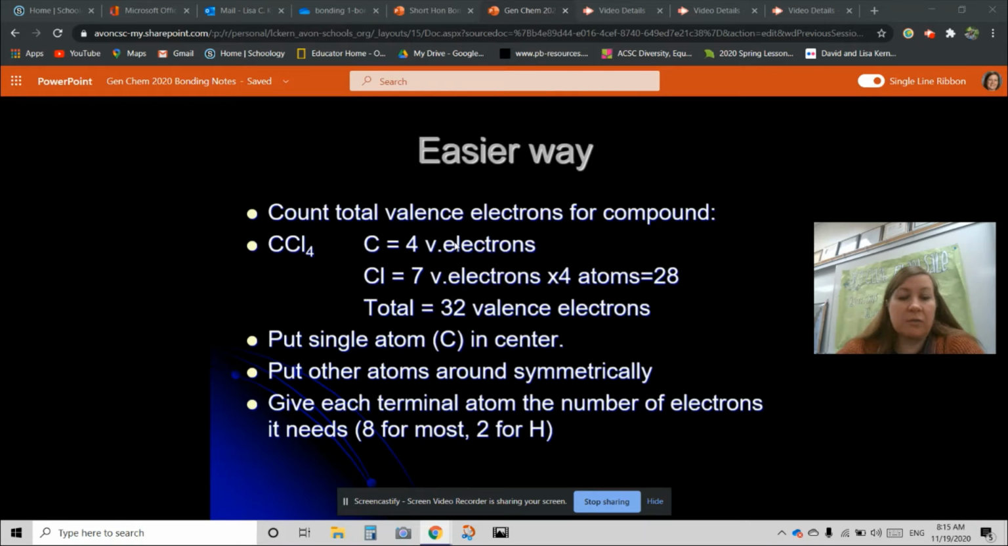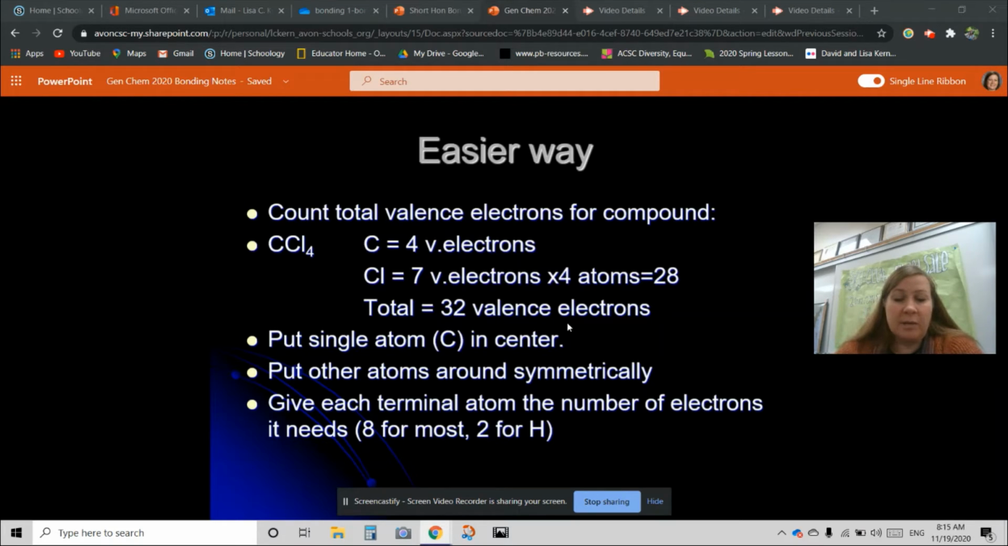1 carbon, that's 4 valence electrons. And it's got 4 chlorines. They each have 7 valence electrons. So 7 times 4 is 28, and then you're going to add those together. So 4 plus 28 is 32. So we need 32 dots in our electron dot diagram.